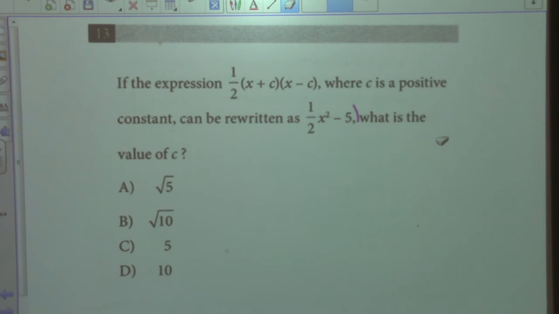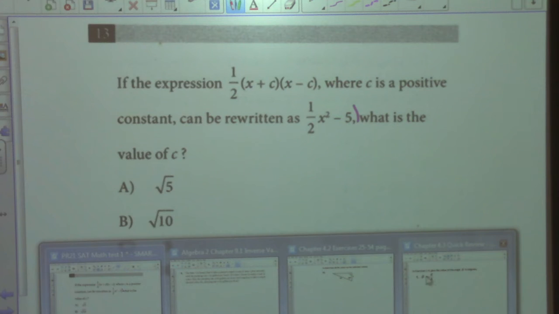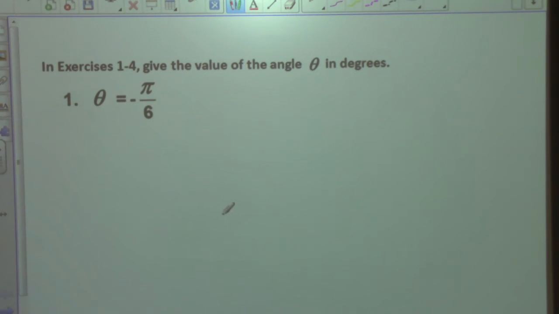Okay, we're getting to the next section of the book, which is 4.3, and this here is called the quick review of that. And so there's some precedent for what these are already asking you to do. So it's really the review that's going to be most relevant for where we're headed next. That's what it amounts to. So in exercises 1-4, give the value of angle theta in degrees. Everybody knows how to do that?